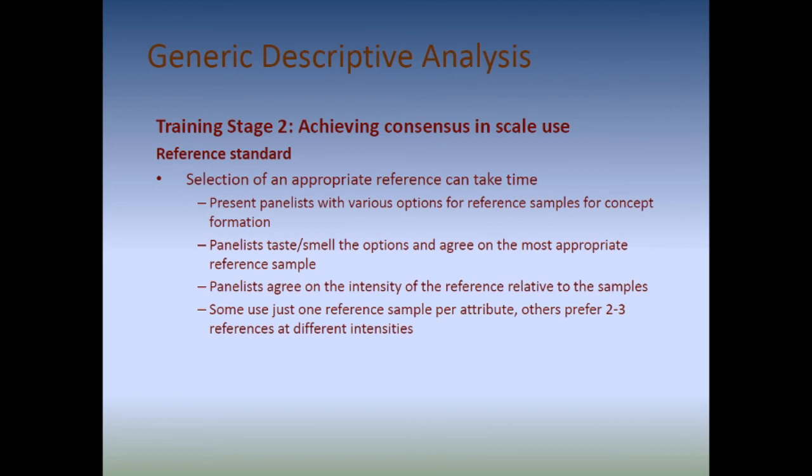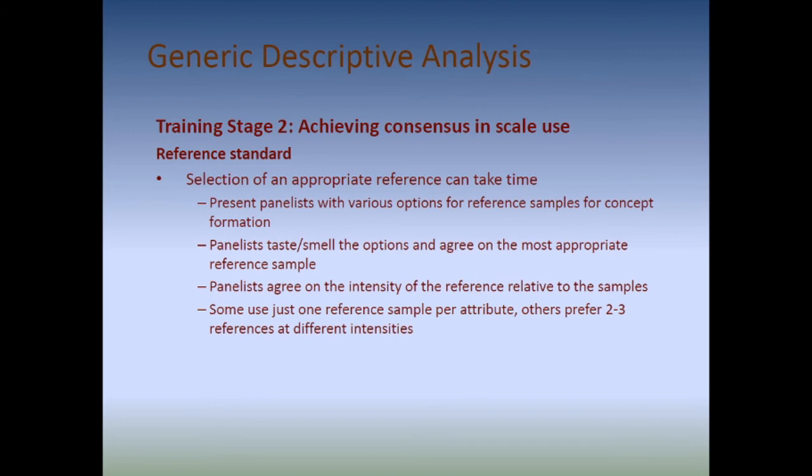Then you're still working on building up consensus. And again, you can see why QDA is difficult, because you have to do all of this upfront work before you've even collected a single bit of data. It's absolutely critical that you have this robust background with your panel before you start collecting data. So you're going to present the panelists with different options for the reference samples so they can get their concept. You're going to make sure that you've got agreements on what those reference samples are. You want to make sure that they agree on the intensity.